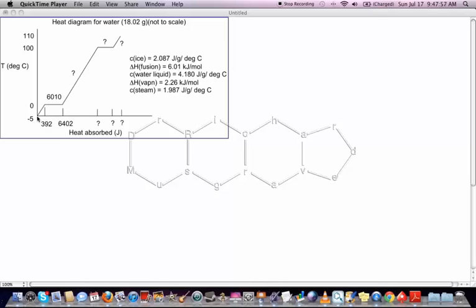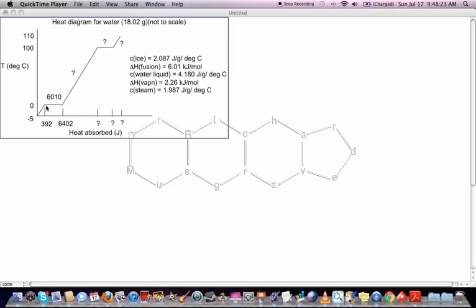So we're starting out here at -5 degrees, and we're going up to 0, and at this point all we're doing is we're taking the solid, because we know that below 0 degrees ice will be a solid, so water will be a solid, and we're going to go from -5 to 0, and all we're doing is putting energy in order to take the ice from -5 to 0 degrees, and that takes 392 joules.